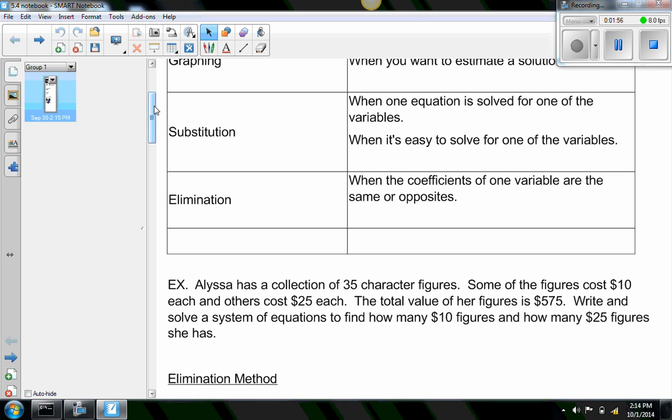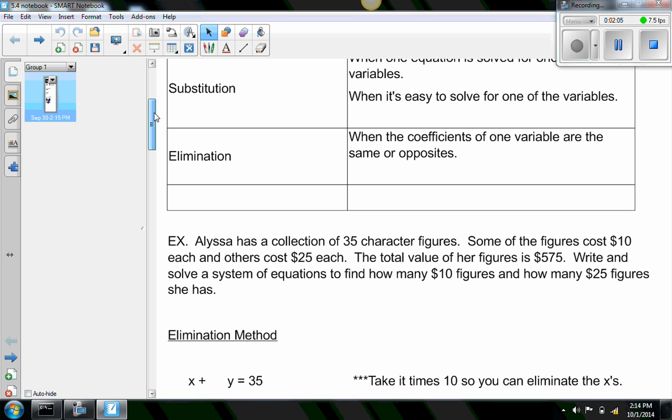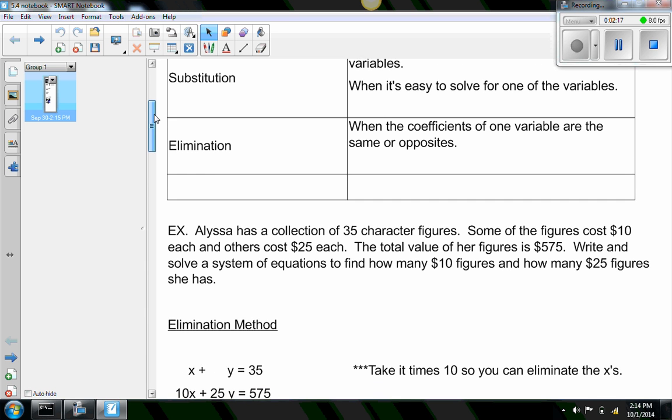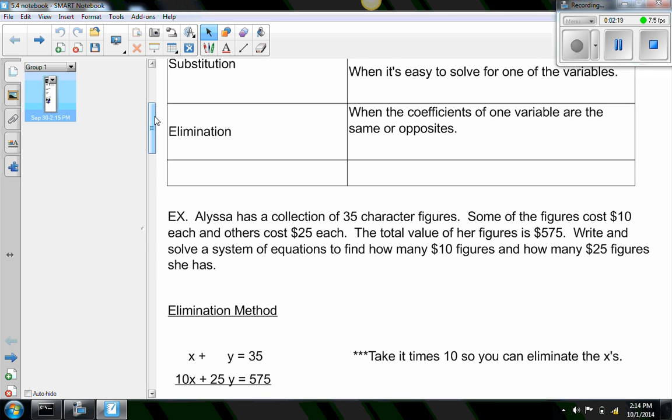I already told you I'm going to use the elimination method first, but first of all I have to figure out how to write those two equations. The first one, I know that I have 35 figures total, right? So x plus y is going to equal 35. For the other one I have to deal with the money. So I have $10, right? 10 times x plus 25 times y equals 575. I'm not going to include the dollar signs because it's just going to make it messy.